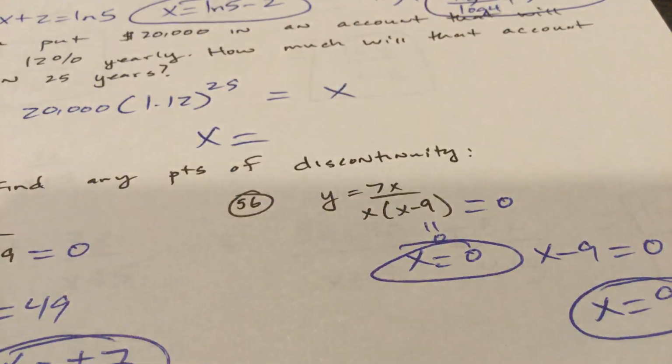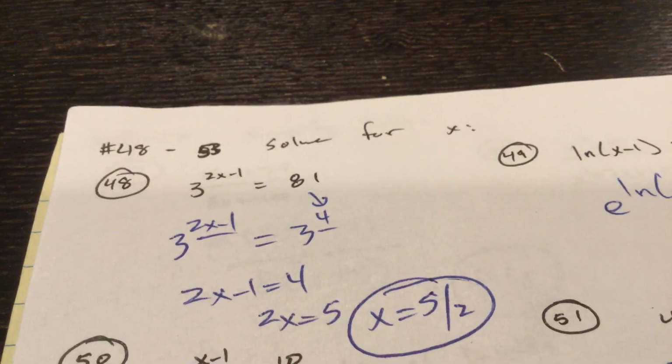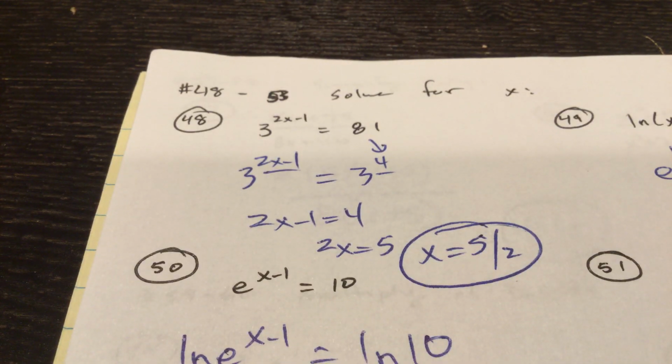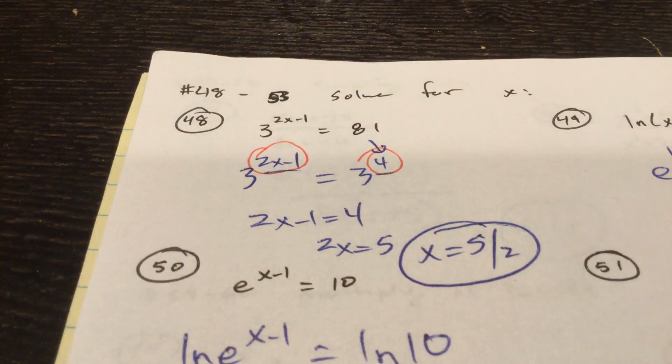And we're getting close. 48 through 53, solve for x. Let's get the same base. 81 is 3 to the 4th, and I can set the exponents equal to each other. When the bases are the same, then the exponents must be equal. x is 5 over 2.